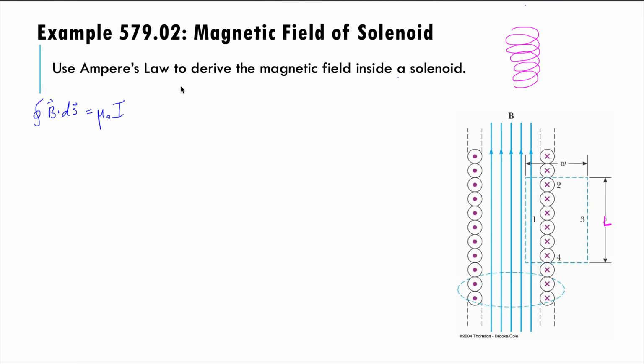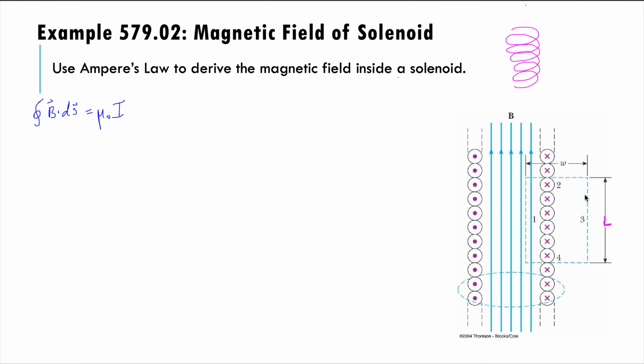So what type of Amperean loop do we want to take, accounting for the symmetry? Well, the field is straight, so it's going to make sense to pick a rectangular Amperean loop. Let's pick a loop that is partly inside the solenoid and partly outside. Rectangular loop here. And let's look at the integral. Let's look at one side at a time. Let's start with side number 3.